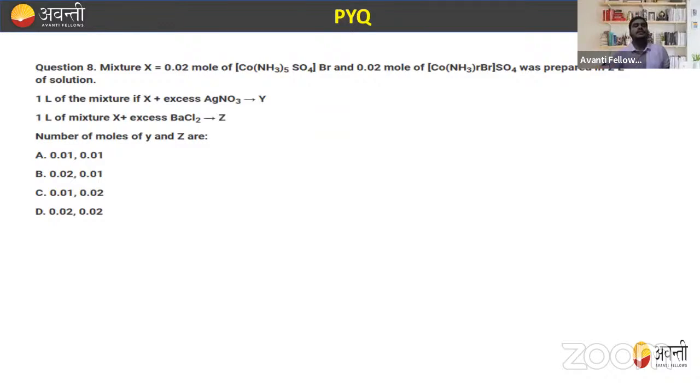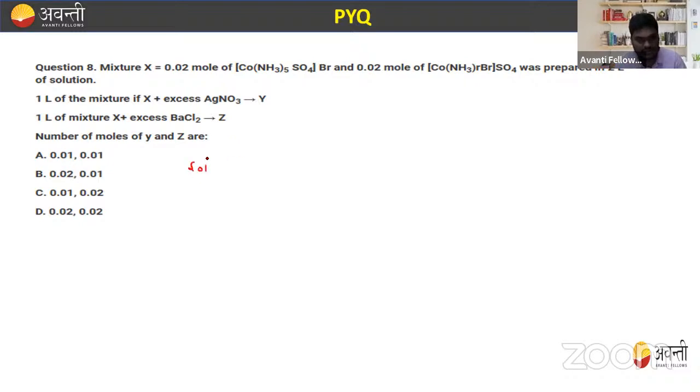Now, the next one: a mixture X of 0.02 mole of [Co(NH3)5SO4]Br and 0.02 mole of [Co(NH3)5Br]SO4 was prepared in 2 liters of solution. One liter of the mixture X with excess AgNO3 gives Y. One liter of mixture X plus excess BaCl2 gives Z. You have to calculate the number of moles of Y and Z. So let's see the reaction first.